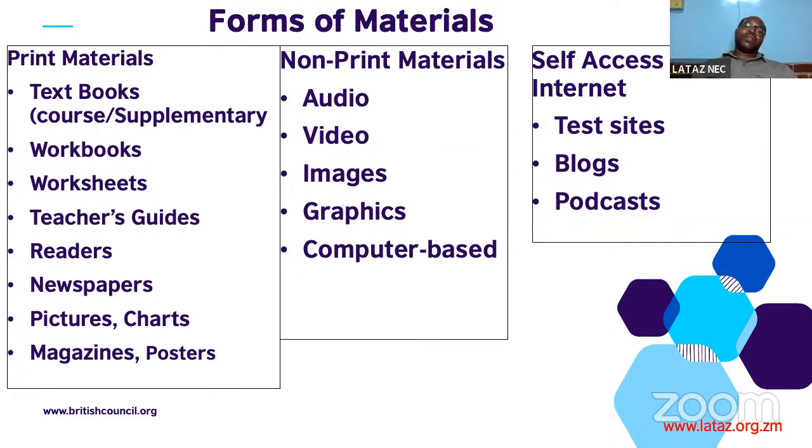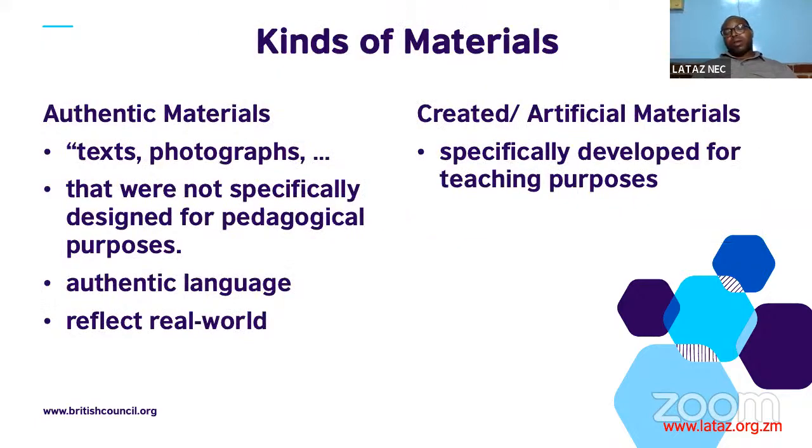Then we have self-access or internet materials. These are never planned for, but are things that we find via Google, in terms of blogs, podcasts, and so on. These same materials are grouped into 2 kinds. We have the authentic ones and we have the artificial ones.